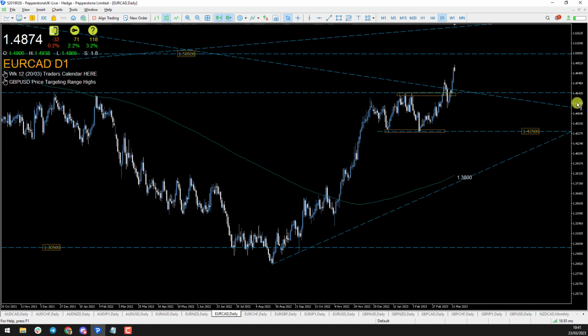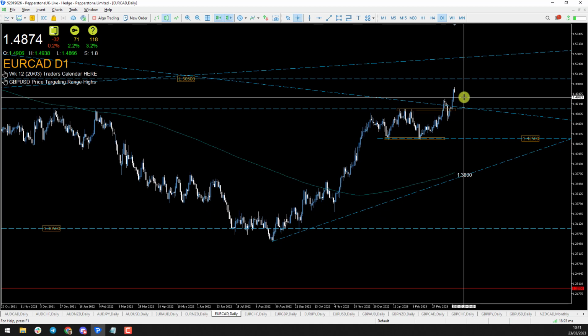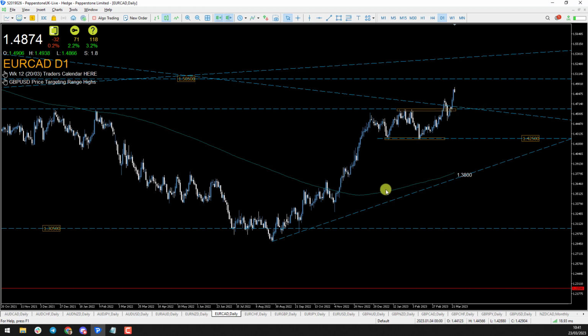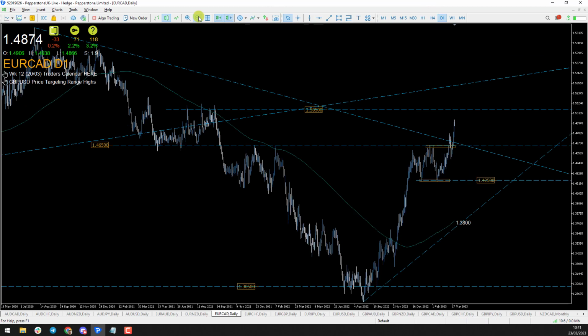Nice and simple, actually. If we look at it from the daily time frame as well, you can see it is the daily highs as well, previous daily highs, and the price action's really clean on EURCAD actually. So nice potential opportunity forming there for us.